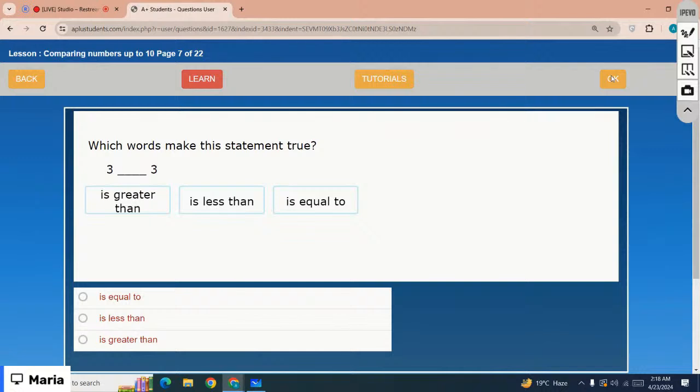Which words make the statement true? Which is the correct option? Yes, they both are exactly equal. Very good.